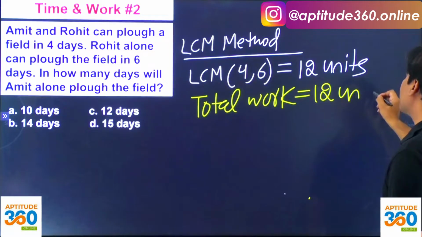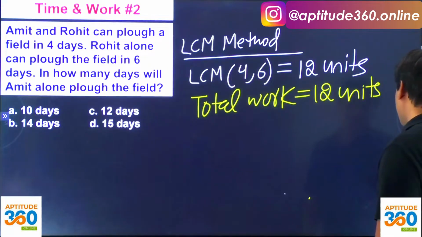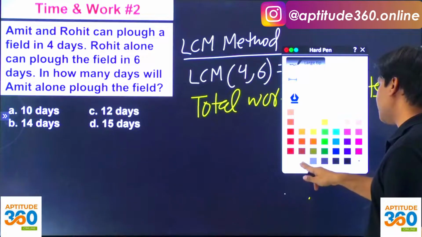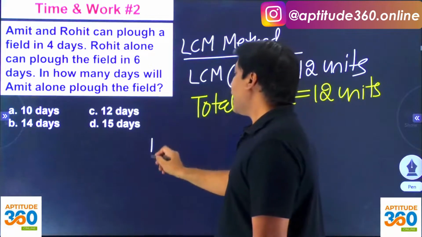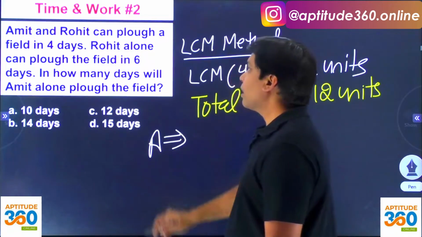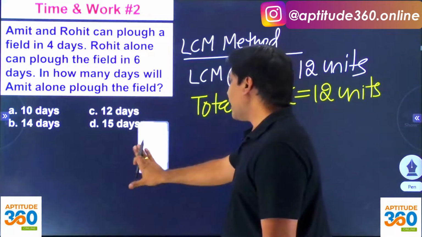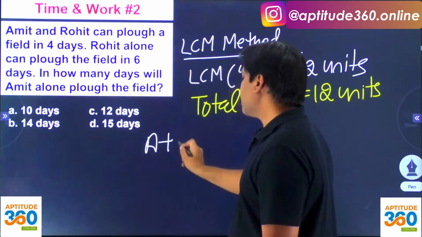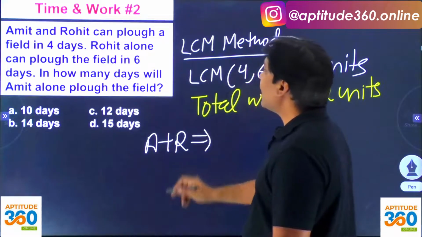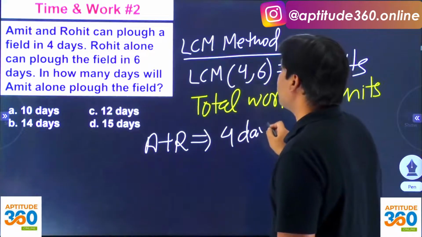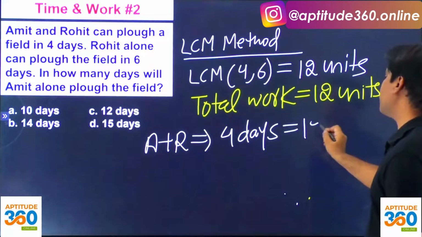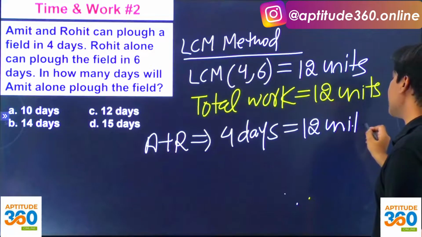Now, the third step onwards, you may have to pick up your pen. So my third step is going to be your first step when you're solving the problem. Now, A and R, Amit and Rohit, both, they are completing this entire work in how many days? In 4 days, as per the problem, 12 units. Did you understand this?